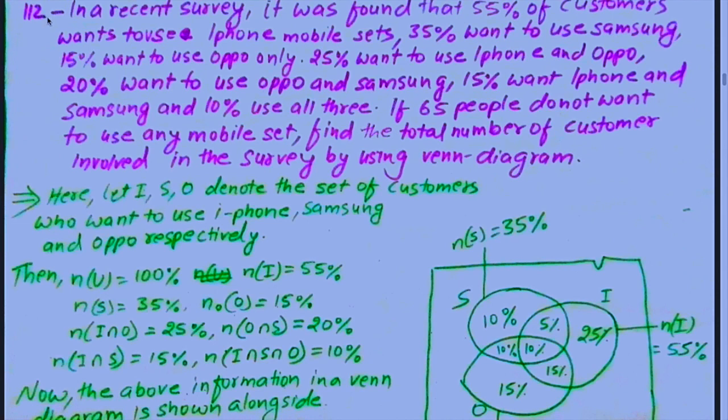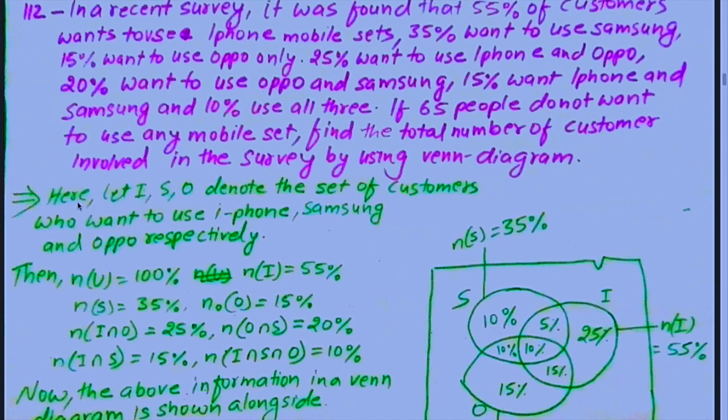Question number 112. In a recent survey, it was found that 55% of customers want to use iPhone, 35% want to use Samsung, 15% want to use Oppo only, 25% want to use iPhone and Oppo, 20% want to use Oppo and Samsung, 15% want iPhone and Samsung, and 10% use all three. 65 people do not want to use any mobile set. Find the total number of customers involved in the survey by using a Venn diagram.